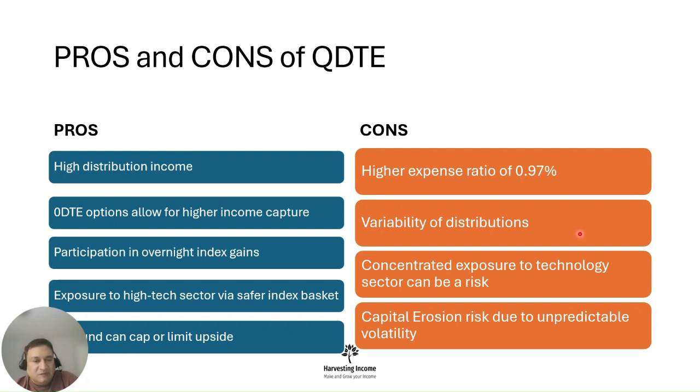And the third point is concentrated exposure to the tech sector. That could be a risk. Obviously, Nasdaq 100. But obviously, most people who are investing in this are aware of that. And capital erosion risk due to the unpredictable volatility of the index. So these are the risks that you will face.